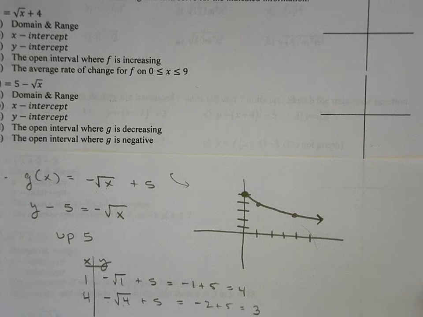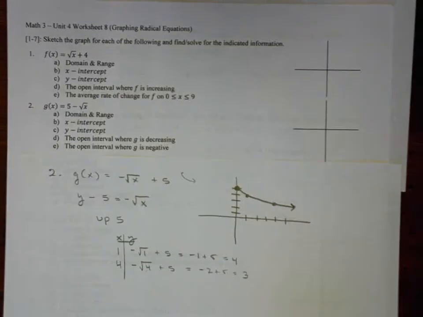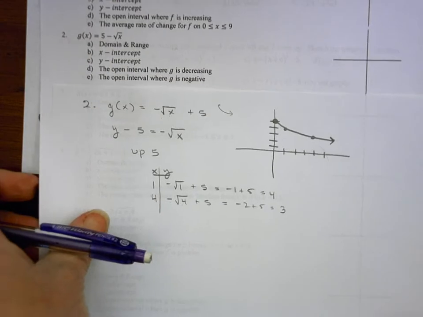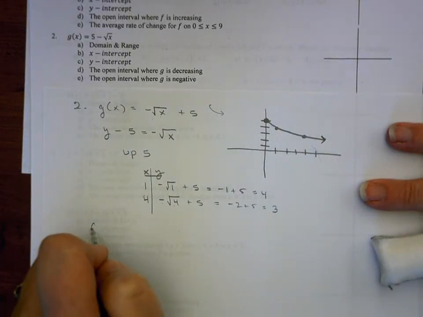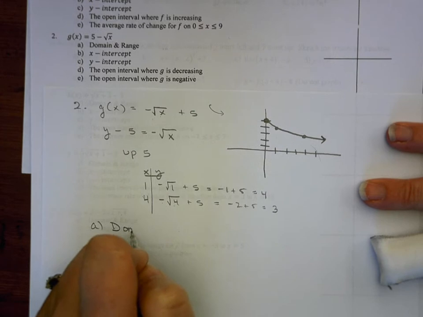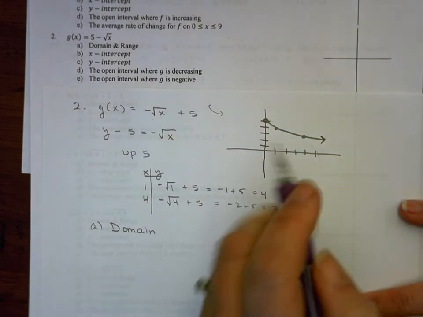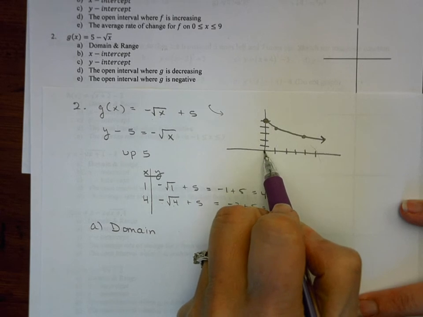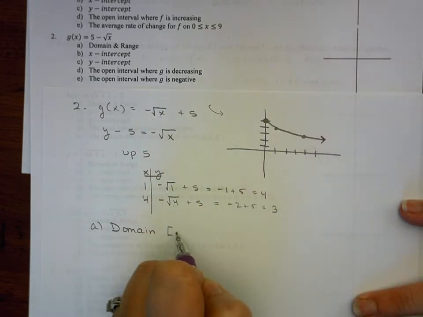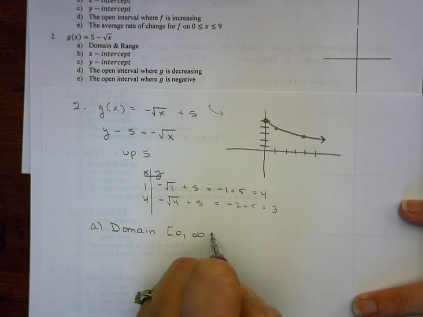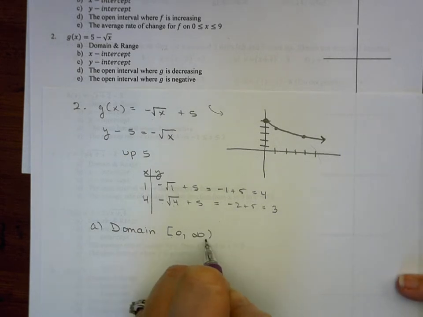I always want to do our graph first, right? Let me zoom out a little bit so I can see what I'm doing here. Okay, so now let's go ahead and answer our questions now that we have the graph. So for our domain and range, domain is the x values. So I'm starting at 0 and then going forever to the right. So bracket on the 0 because it equals and it can't equal infinity.